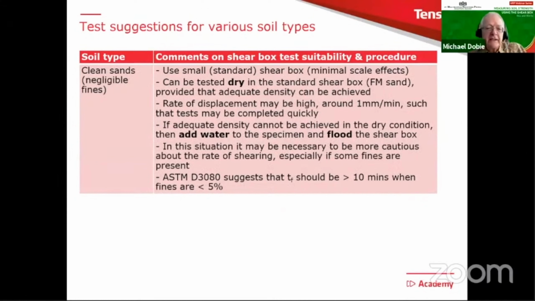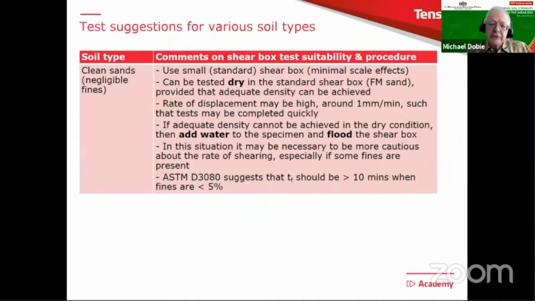Move on to clean sands. Clean sands with negligible fines, very much like the very first example I showed you. Again, the standard shear box is normally okay as long as we stay in the sand sizes only, so minimal scale effects. And you can test them dry if you can achieve adequate density.